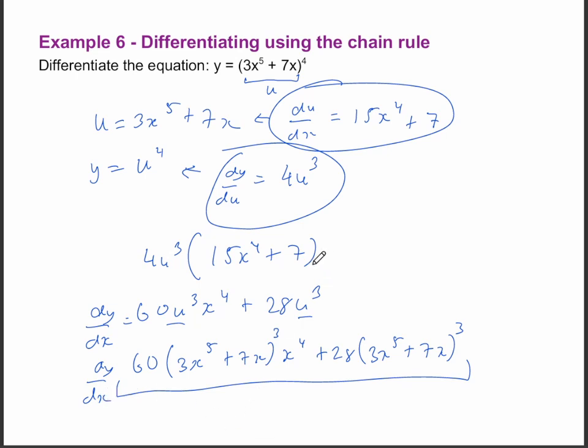The other method that I showed you, where you skip the middle steps, is take the derivative of whatever is inside. The derivative of whatever is inside is 15x^4 + 7. The derivative of 3x^5 is 15x^4.